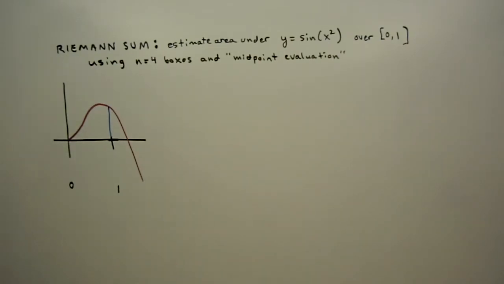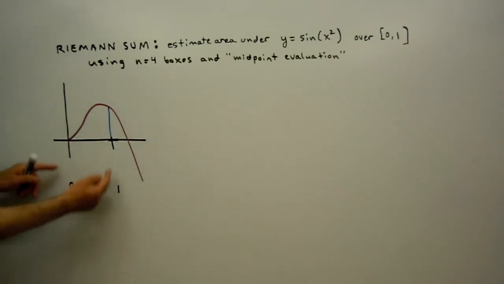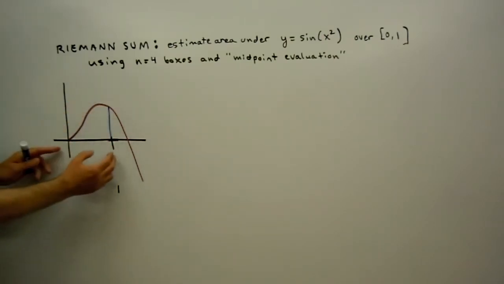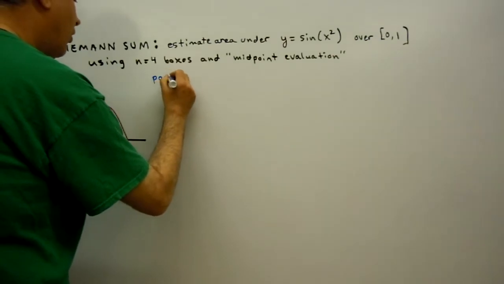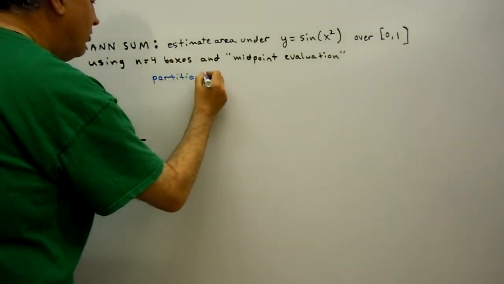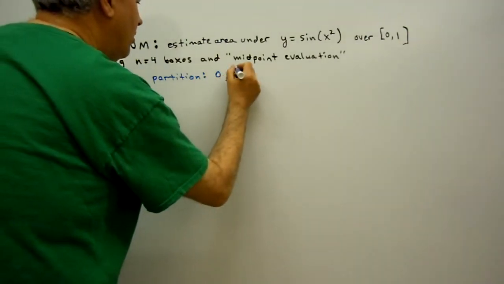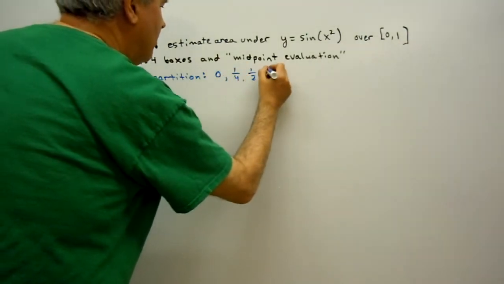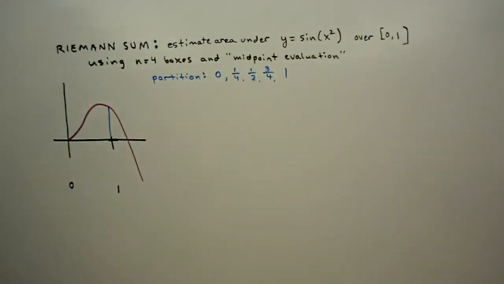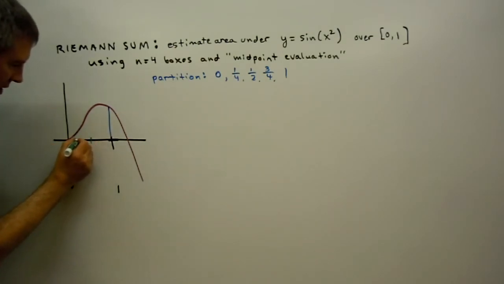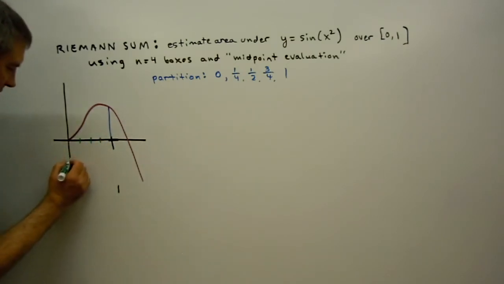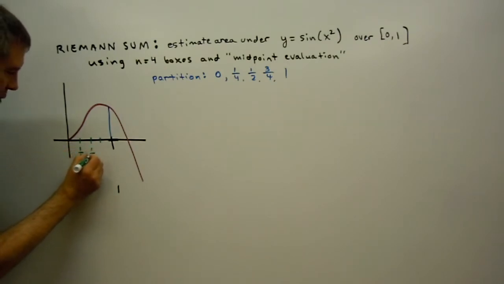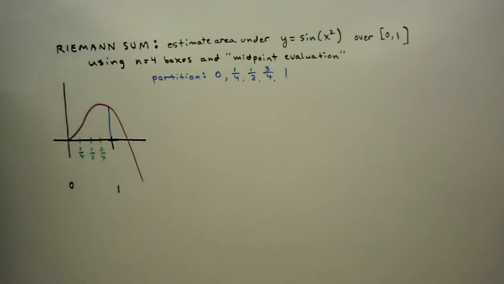In order to start evaluating this Riemann sum, we take the interval from 0 to 1, the interval that we're finding the area over, and we partition that into n equals 4 equal pieces. So our partition will be 0, 1/4, 1/2, 3/4, and 1. In the picture, we're dividing the interval into 4 subintervals, 4 equal pieces, which we refer to as a regular partition.